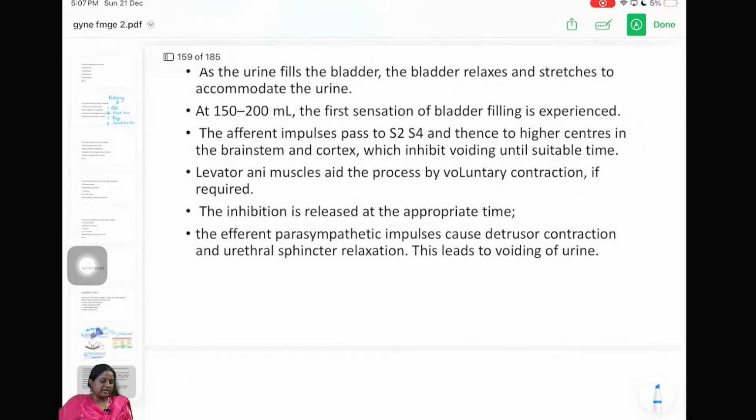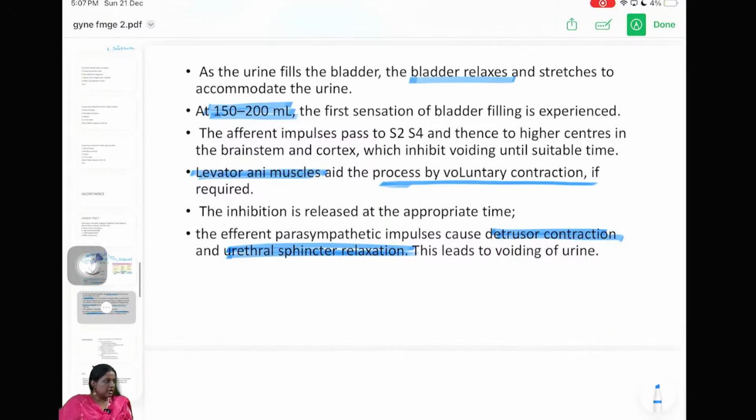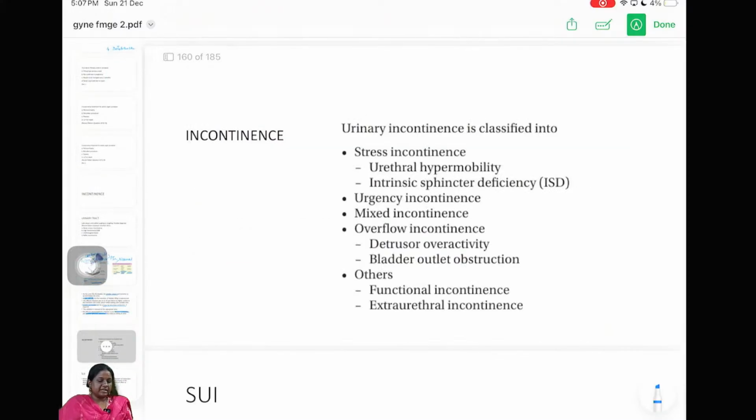Now what happens is as the bladder fills, bladder will relax and urethra will contract. At 150 to 200 ml, the first urge will come. Maximum is going to be 400. Levator ani muscles, as I said, have a voluntary contraction. It is also going to hold. Whenever you feel it is an appropriate time to urinate, the inhibition will be released. At that time the detrusor will contract and the urethral sphincter will relax and it will let the urine out. Understood?